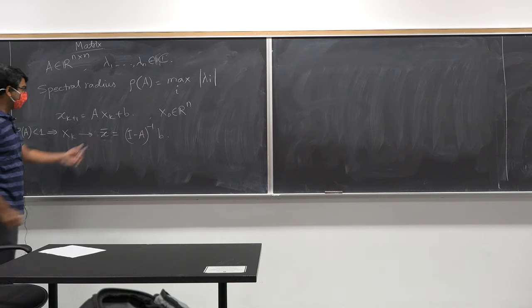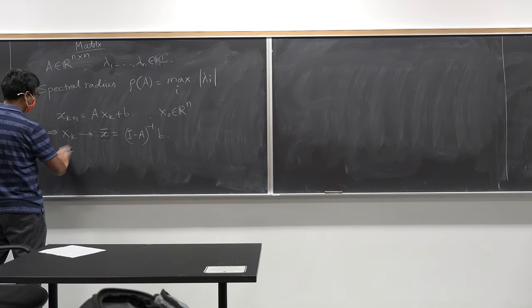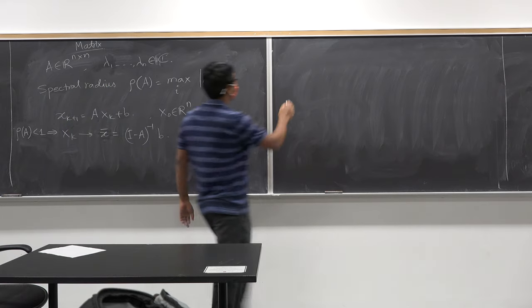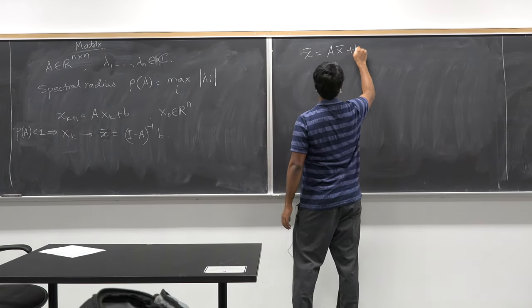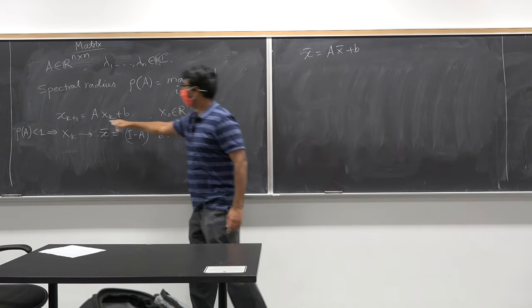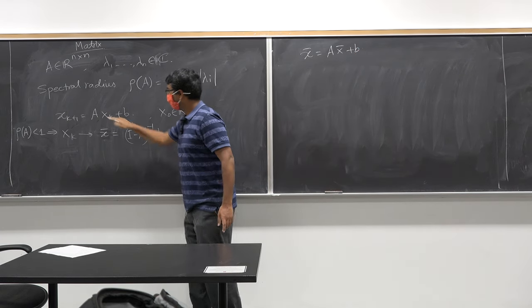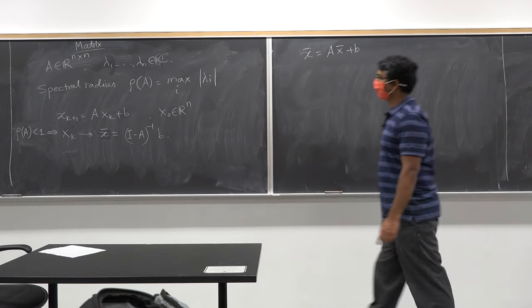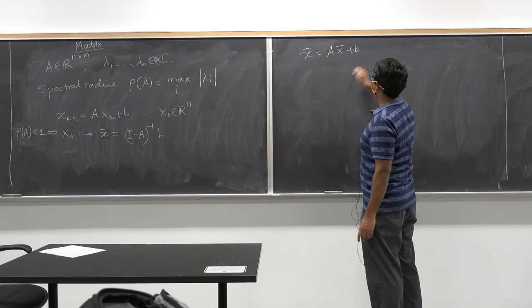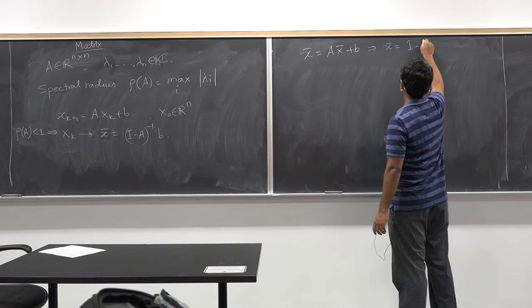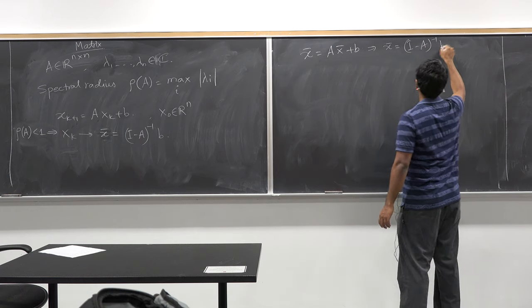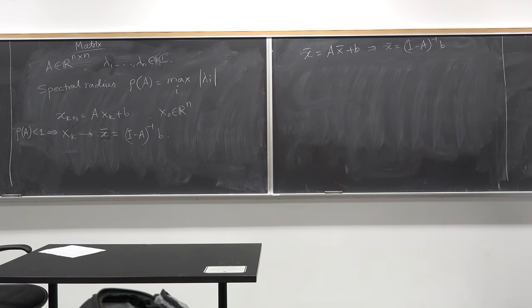Remember that this x bar satisfies x bar equals A x bar plus b, because that's the limit of the sequence. I can let k go to infinity on both sides of the equation, and I get x bar equals A x bar plus b. From here, I note that x bar equals I minus A inverse b.